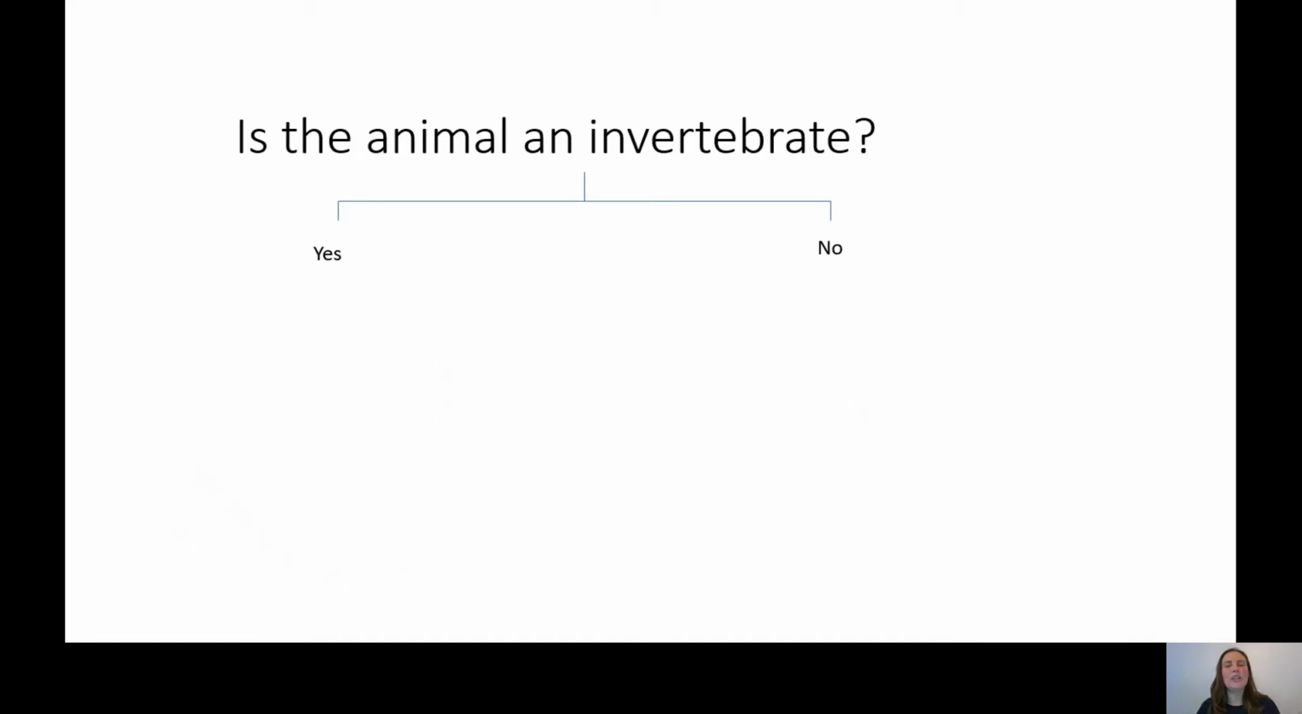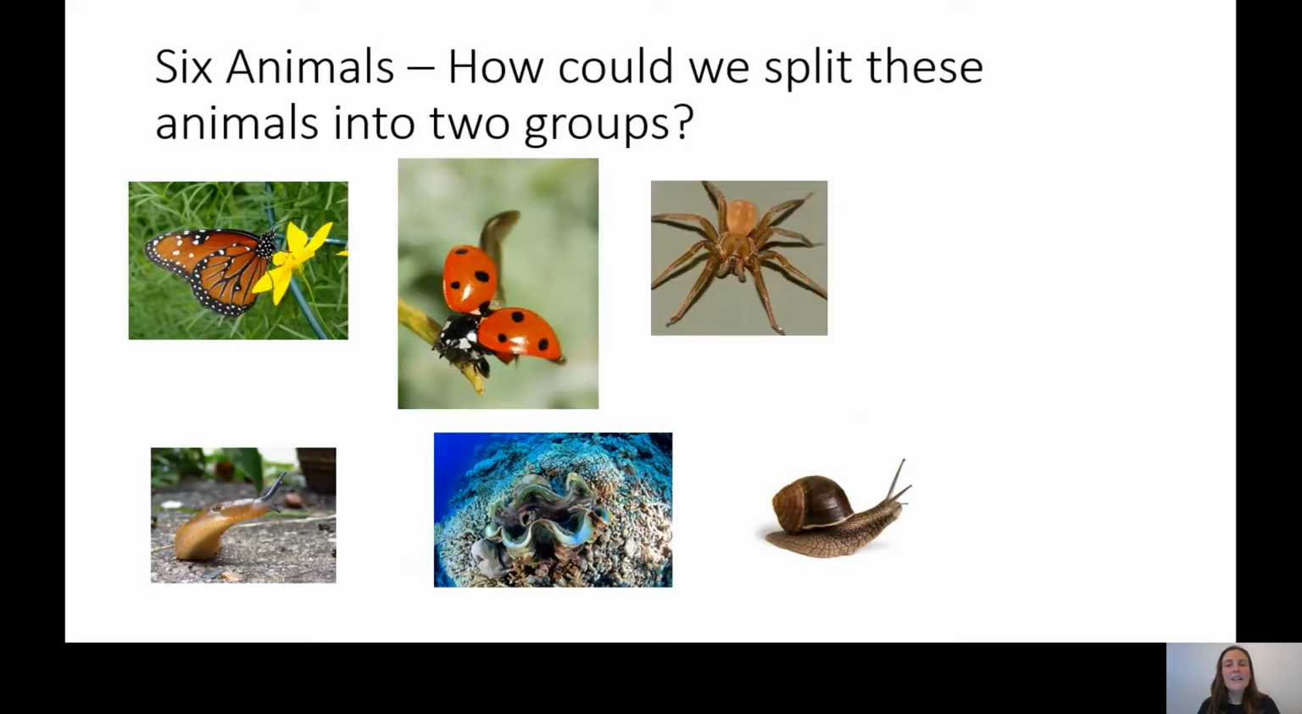So my first question on my tree today is going to be, is the animal an invertebrate? And you always have yes or no, a bit like the questions that you did last week. It has to be a yes/no question. Is the animal an invertebrate? Yes or no? Now, all of my animals that we've got today are invertebrates, so I am only going to be looking at the branch that says yes. I then need to split my 6 animals into 2 groups by asking a particular question.